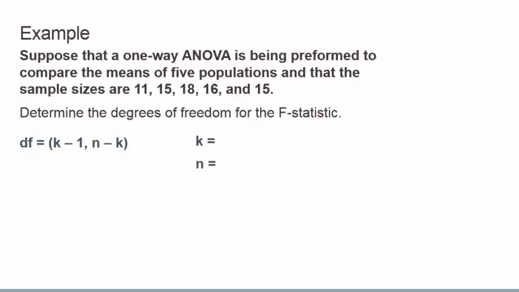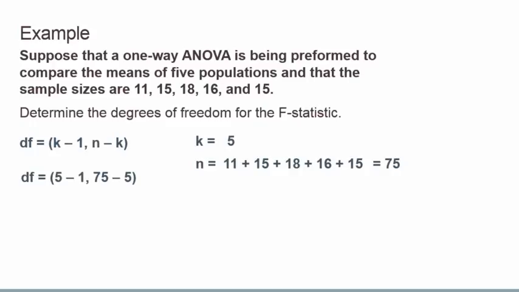We have 5 samples. A sample of size 11, a sample of size 15, a sample of size 18, a sample of size 16, and a sample of size 15. So k is 5. For n, we want to know how many observations total were taken. So to find n, I need 11 plus 15 plus 18 plus 16 plus 15, and that gives us 75. So for our degrees of freedom, our first number is 5 minus 1, and our second number is 75 minus 5. So our degrees of freedom are 4, 70, and we write those in parentheses.